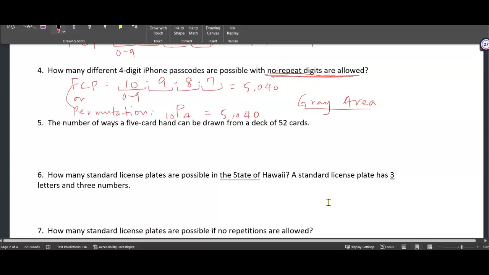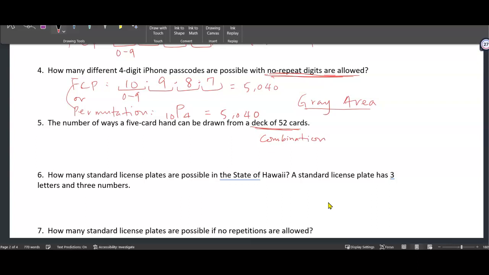Okay, so number 5, we talk about the deck of cards, right? A deck of cards is obviously a combination, because when we switch the order in our 5-card hand, it's still the same hand. And so it's a combination. And combination doesn't share any gray area with the fundamental counting principle. And so this one will be C.